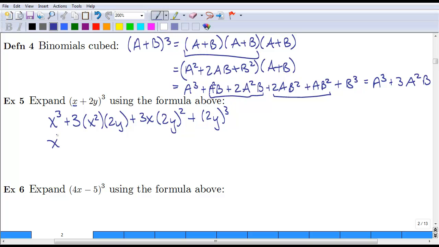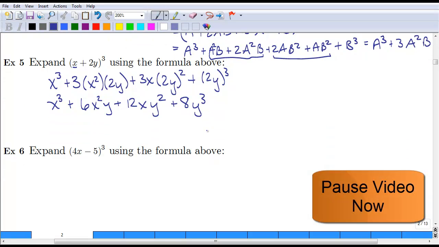So in this case, this simplifies to be x cubed plus 3 times 2 is 6, x squared y. In this case, you end up with 2 squared, which would be 4 times 3, which would be 12xy squared. And then 2 cubed would be 8y cubed.